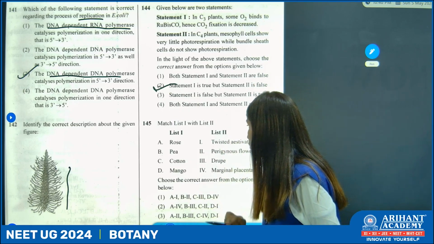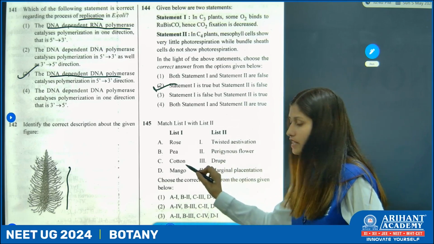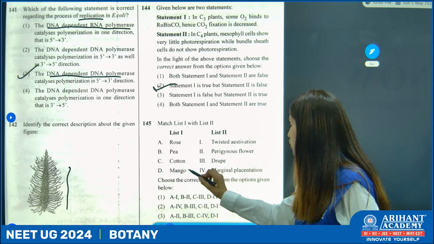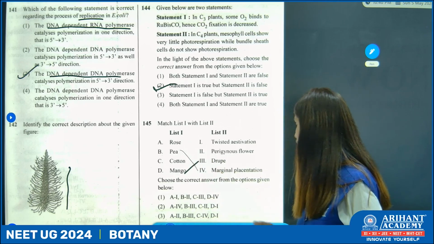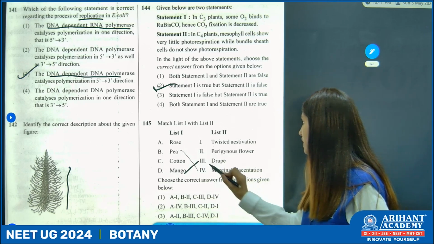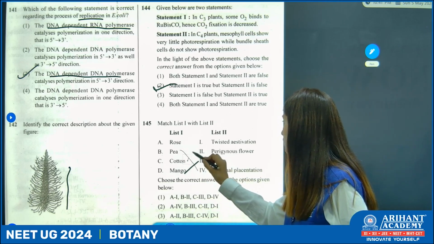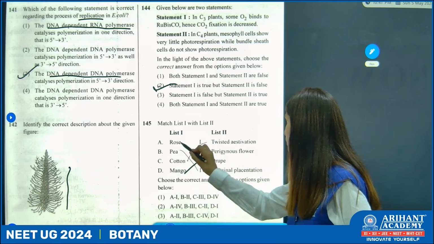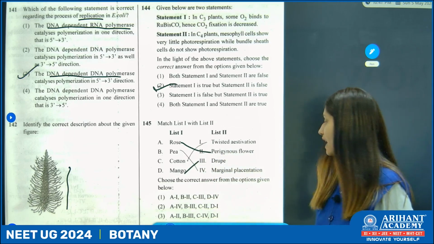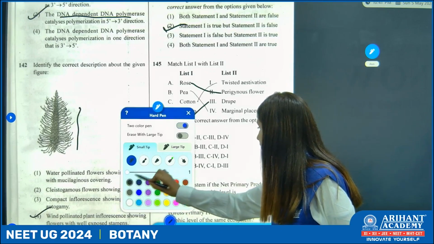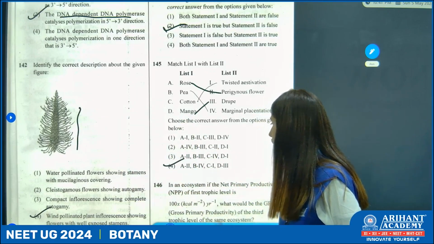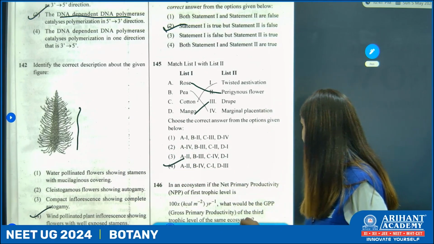Match the following question. Rose. Okay, here one clue we have. We know mango is a drupe. Okay, and P shows marginal placentation. Then remaining one, the cotton, twisted aestivation, and rose is a perigynous flower. So answer for this would be, what is the right option? Here the right option would be option number 4.